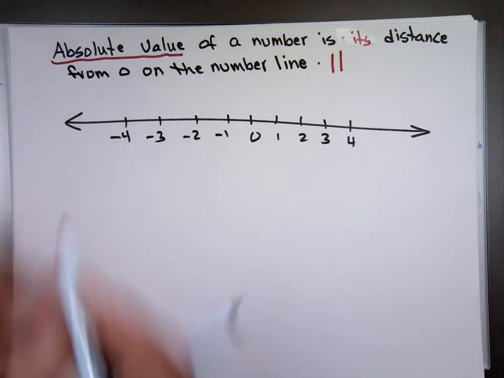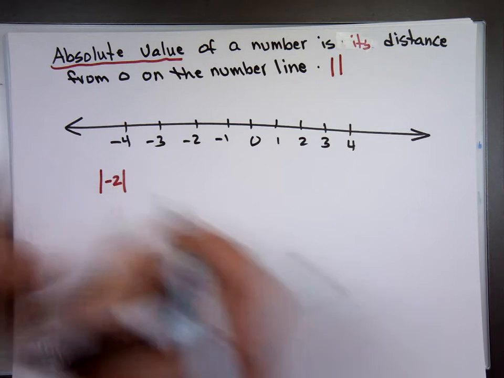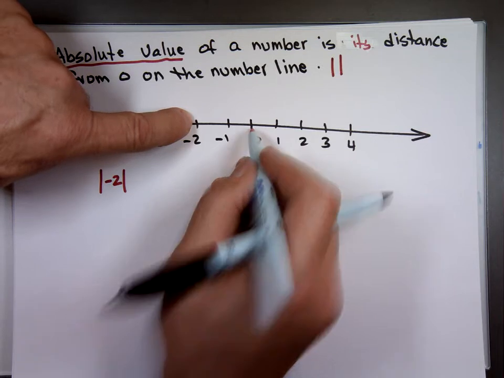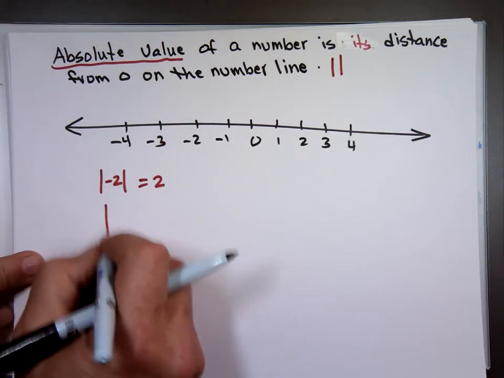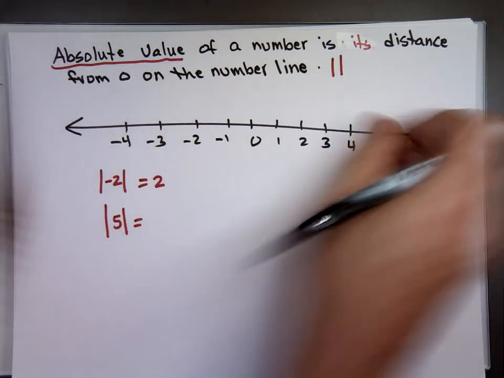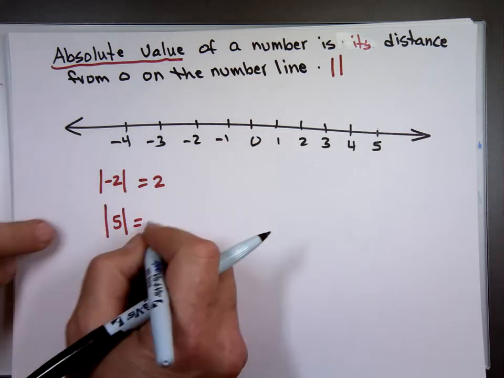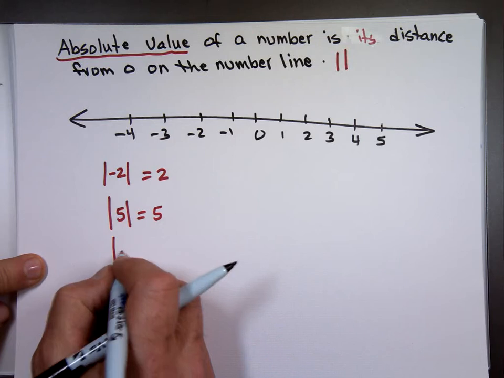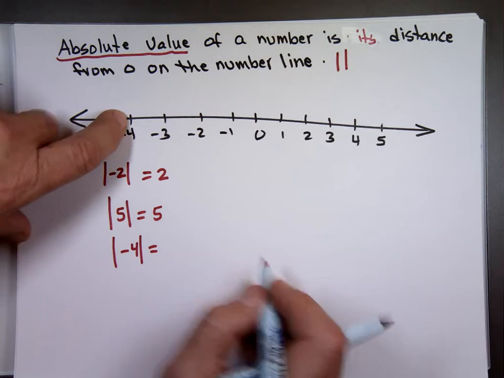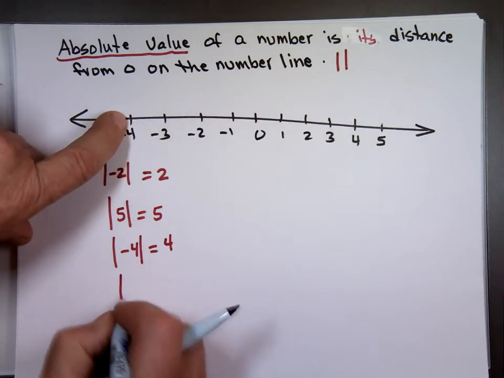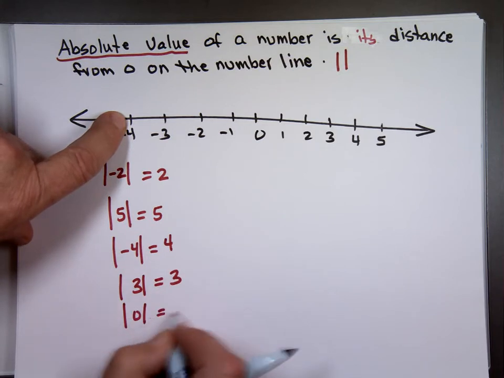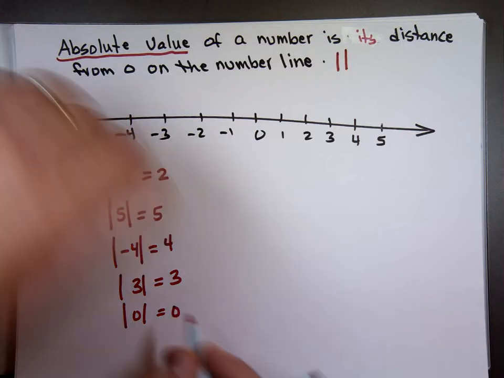So what is the absolute value of negative 2? How far is that number, the minus 2, from 0? Isn't it 2? What's that distance? 2. What's the absolute value of 5? How far is that number from 0? 5. What's the absolute value of negative 4? 4. How far is the negative 4 from 0? 4. What's the absolute value of 3? What's the absolute value of 0? 0.